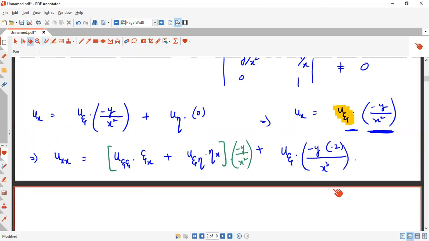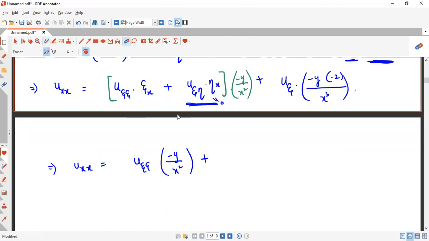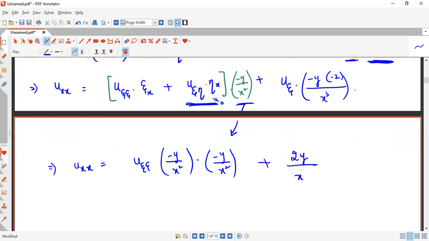So what will you write? uxx equals u xi x is minus y upon x square, right? This will become 0 because eta x is 0. So I'll just remove it here, and I'll write the product minus y upon x square, this one over here, plus 2y upon x cube u xi. Alright? Now you have to find what?